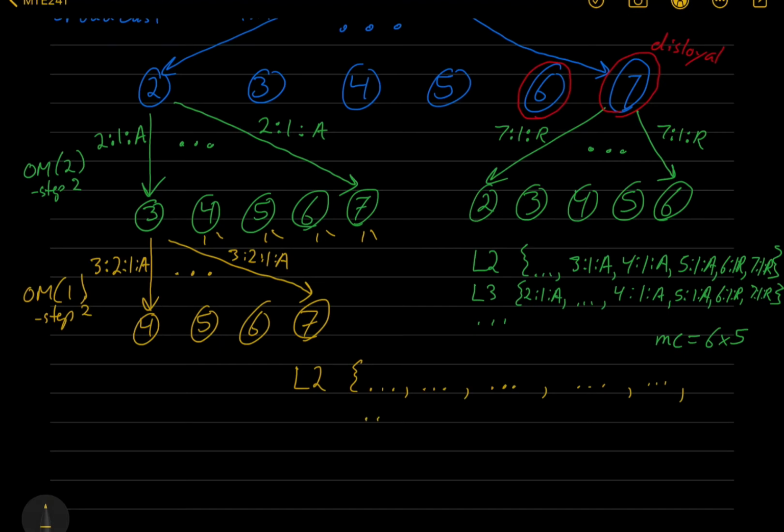Again, Lieutenant 3 won't be telling itself what it heard, so there will be no message there. But Lieutenant 3 will report that it heard from Lieutenant 4, from Lieutenant 1 to attack. Lieutenant 3 will report that it heard from Lieutenant 5 from 1 to attack. 3 will report that it heard from 6 from 1 to retreat, and 3 will report that it heard from 7 that it heard from 1 to retreat.